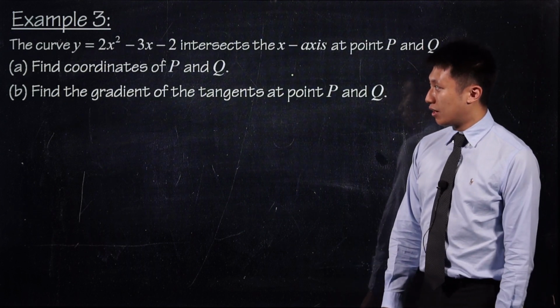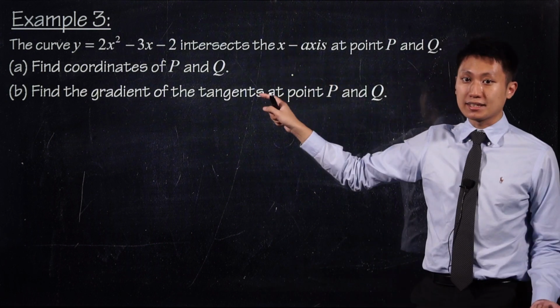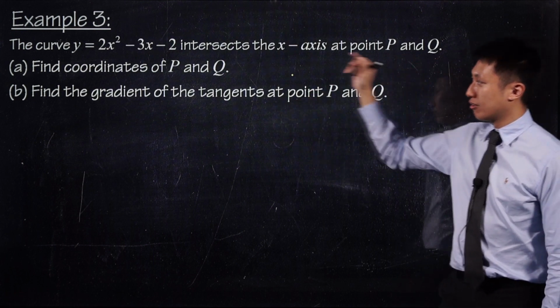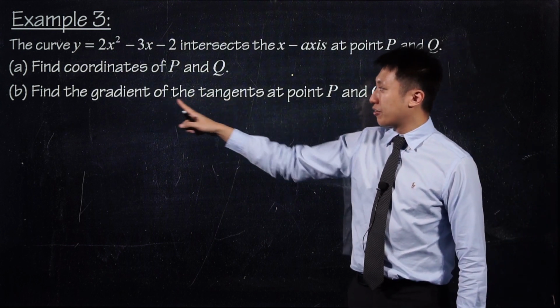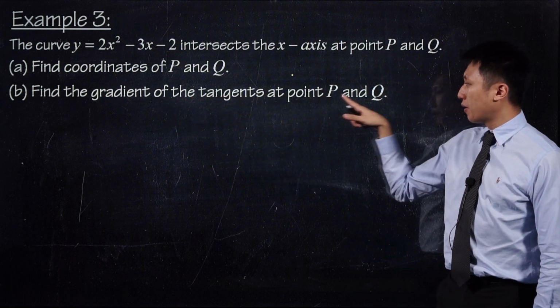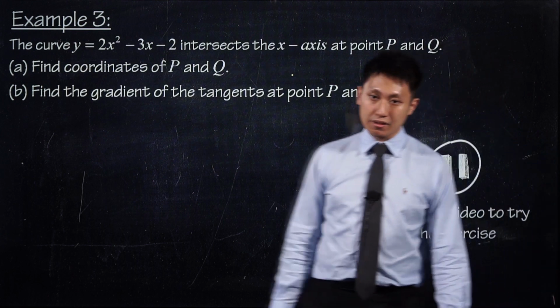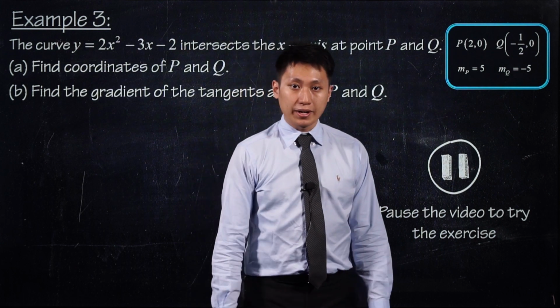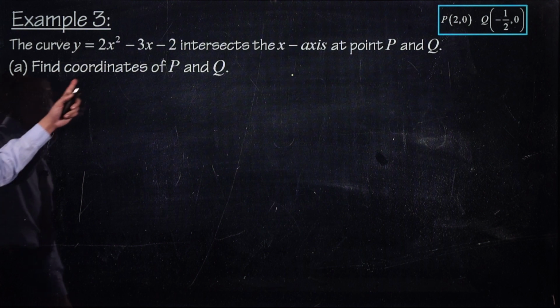Okay, so you have a curve that intersects the x-axis. X-axis means what? y equals 0. At the points P and Q. Find the coordinates of P and Q, and find the gradient of the tangent line at the points P and Q. Try to do this. The answer is given here. If not, I'll try this. Find the coordinates of P and Q.